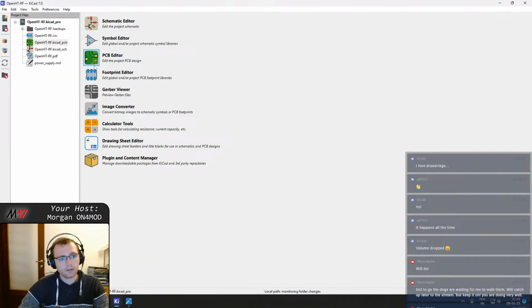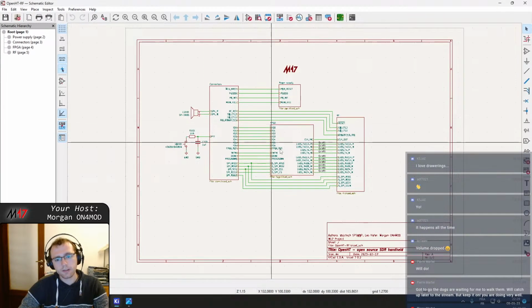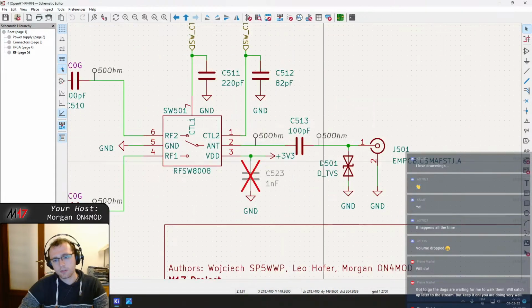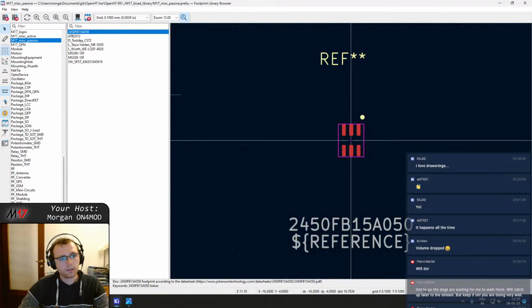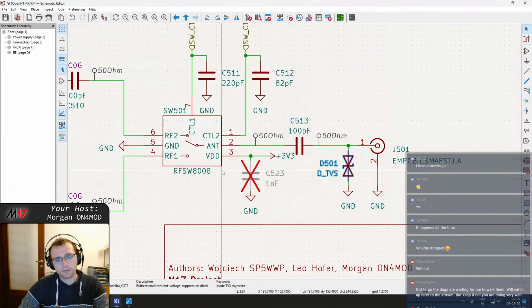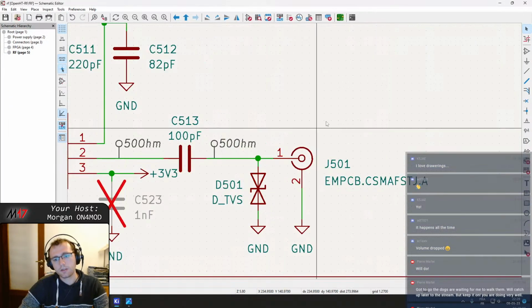So let's go back to the schematic and select the footprint. Okay, great.